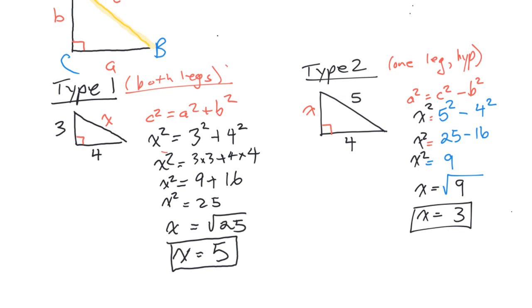And we're done. So, just a quick recap. When we have both legs, we use c squared equals a squared plus b squared. When we have one leg missing, we say a squared equals c squared minus b squared and solve accordingly to find the missing side. Okay? And that's it. All right. Get to work.